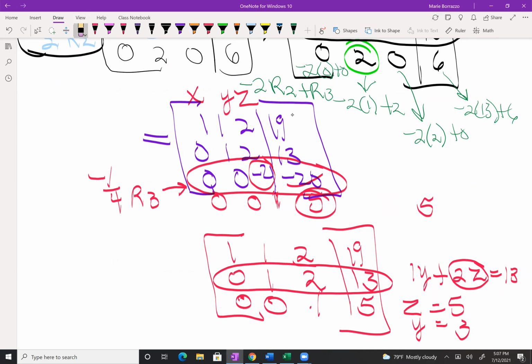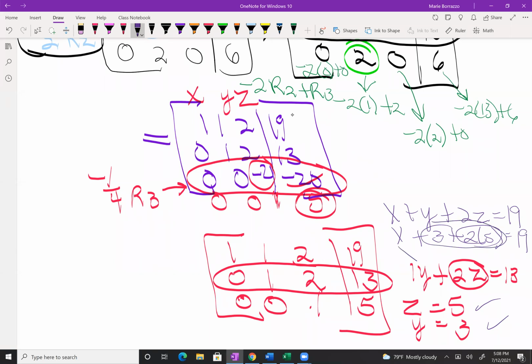The other thing I know is the equation for the top, which is x plus y plus 2z equals 19. But guess what? I know y and I know z. So I know that x plus 3 plus 2 times 5 is equal to 19. I know that this is 10. 10 and 3 is 13. So x has to be equal to 6. So my solution set for this matrix is now 6, 3, 5. In essence, x, y, z.